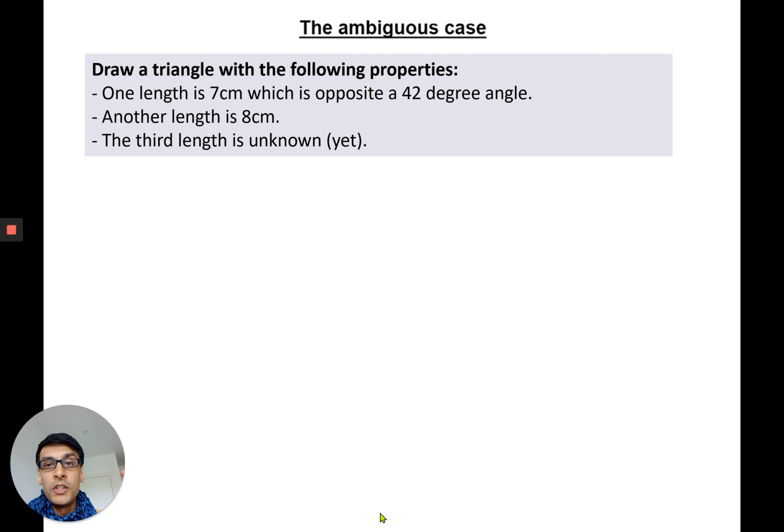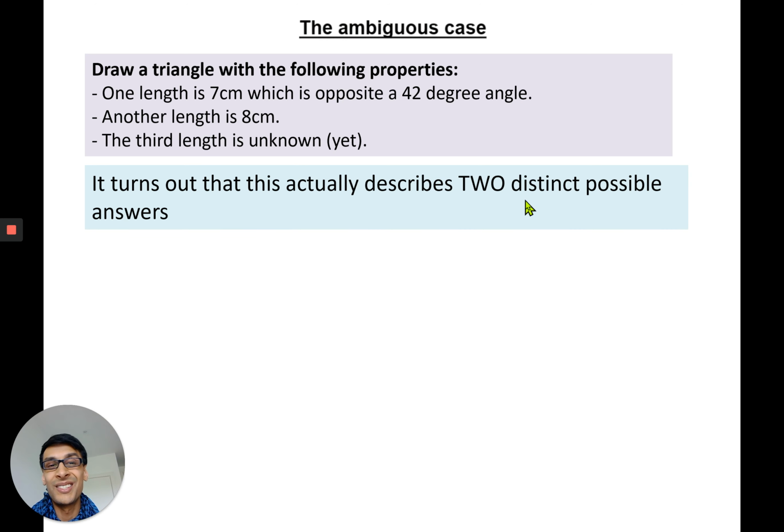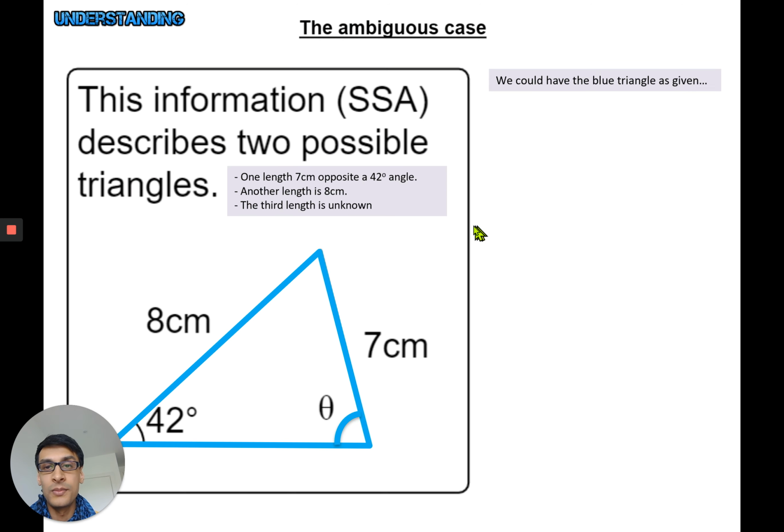In the previous video, I asked you to sketch out a triangle or two, if you can, that meets the following criteria. One length is 7 centimeters, and that length is opposite a 42-degree angle, and another length is 8 centimeters. So it actually describes two possibilities. Here's a little diagram that I've done.